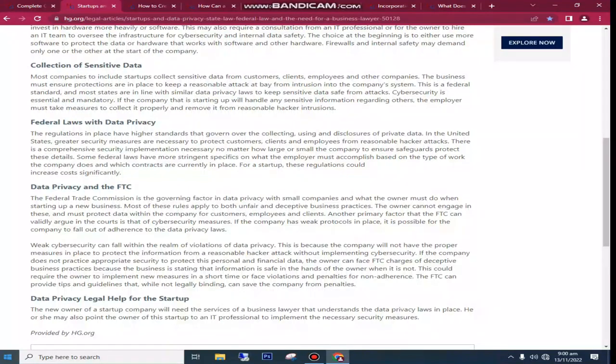Federal law with data privacy has regulations in place with higher standards that govern the collecting, using, and disclosure of private data in the United States. Greater security measures are necessary to protect customers, clients, and employees from reasonable hacker attack. Comprehensive security implementations are necessary no matter how large or small the company, to ensure safeguards protect these details. Some federal laws have more stringent specifics on what the employer must accomplish based on the type of work the company does and which contracts are currently in place for a startup. These regulations could increase cost significantly.